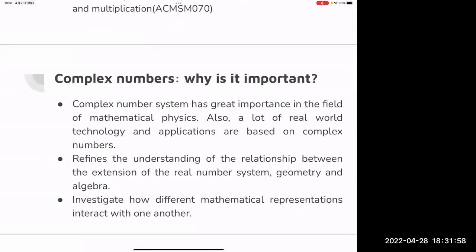So complex numbers, why is it important? Because it opens a new world of mathematics. Complex number system has a great importance in the field of mathematical physics. Also, a lot of real world technology and applications are based on complex numbers. Complex number systems provide methods and answers to problems that were once thought impossible. It also refines the understanding of the relationship between the extension of the real number system, geometry, and algebra. In addition, complex number systems enable exploration of how different math representations inform each other, like Cartesian form, polar form, and so on.